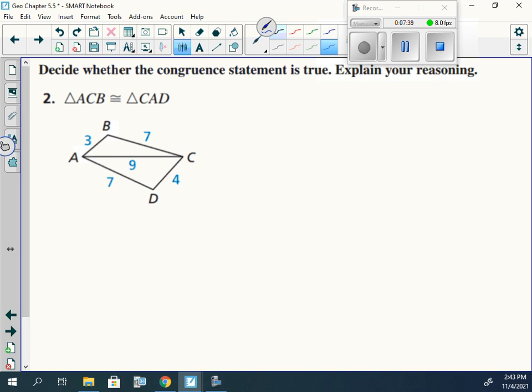Let's see this here. So do we have any sets of sides that are congruent? And the 9 is congruent to itself, yes? So how many sides do we have congruent? 2, yes? We need how many? We need 2 sides and an angle that is included, or in between the 2 sides. But we don't have any angles. They're not told to us. And we have sides. So can we say these 2 are congruent? No.